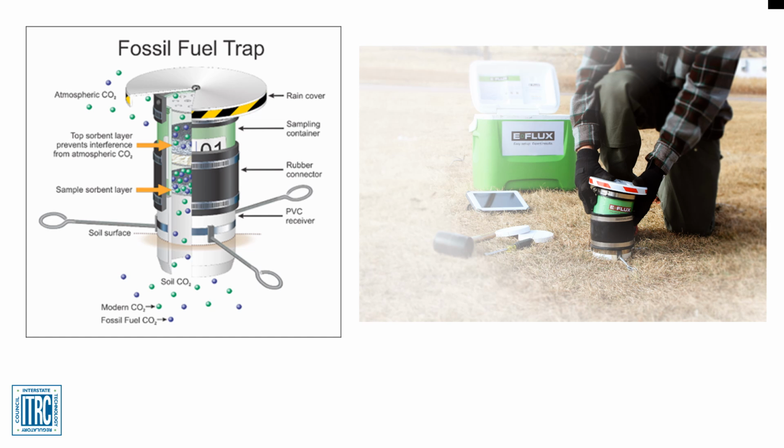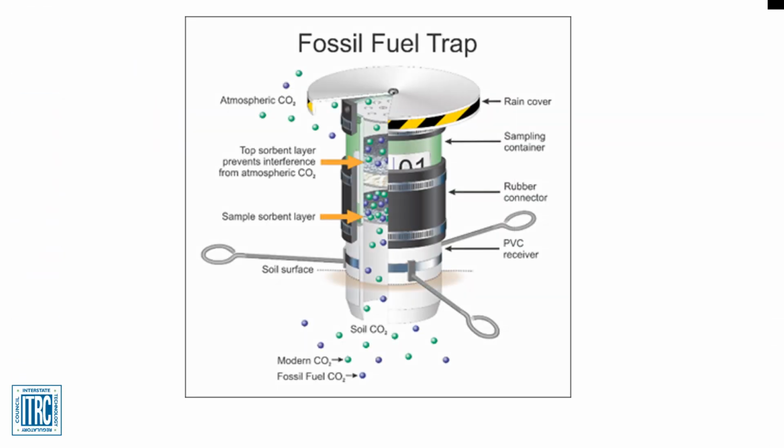The bottom sorbent layer in each fossil fuel trap undergoes quantitative radiocarbon or carbon-14 analysis in order to determine the amount of fossil fuel-derived carbon in the sample. The CO2 flux rates are then used to determine the rate of naturally occurring biodegradation of light non-aqueous phase liquid, or natural source zone depletion rates. The CO2 trap includes the following parts.